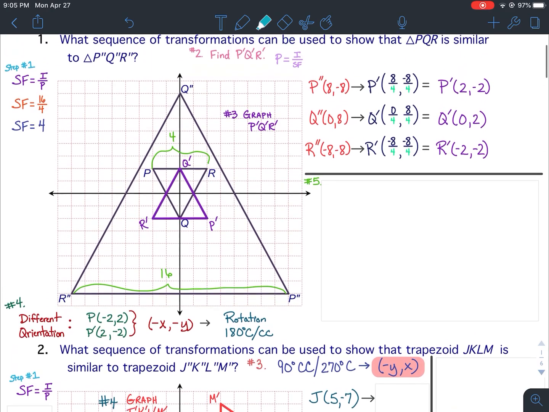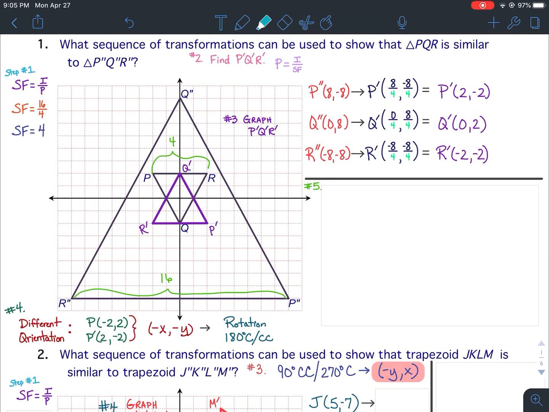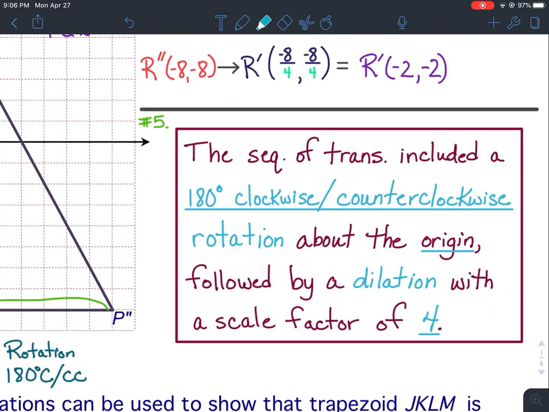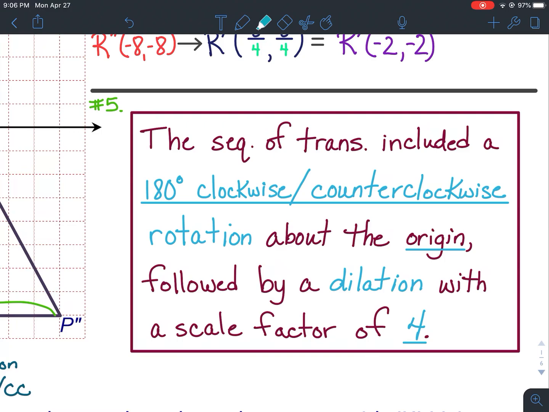Step 5 is our final answer. That's where we take everything and we put it together. So we know we had a rotation and a dilation. So our final answer is the sequence of transformations included 180 degrees clockwise/counterclockwise rotation about the origin, followed by a dilation with a scale factor of 4. Again, the sequence of transformations included 180 degrees clockwise/counterclockwise rotation about the origin, followed by a dilation with a scale factor of 4. Pause your video, get all of that written down.